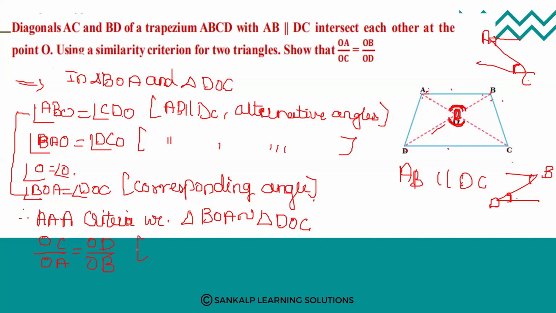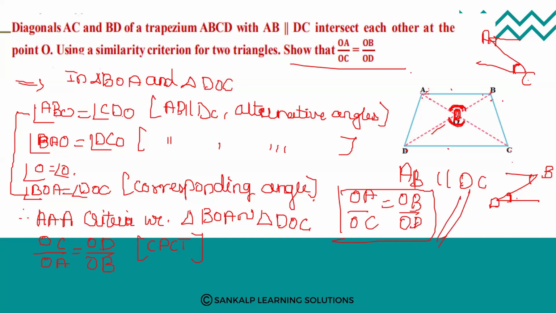These are CPCT. We can call it CPCT, corresponding parts of congruent triangles. Okay. Next, OC divided by OA, OD divided by OB. So when you reverse it, ಇದನ್ನ ನೀವು ಉಲ್ಟಾ ಆಗಿ ಬರೆದ್ರೆ, OA divided by OC is equal to OB divided by OD. So this is our result. Show that OA divided by OC is equal to OB divided by OD ಅಂತಾನೆ ಕೇಳಿದ್ದಾರೆ ಅಲ್ವಾ? So this is the final result.